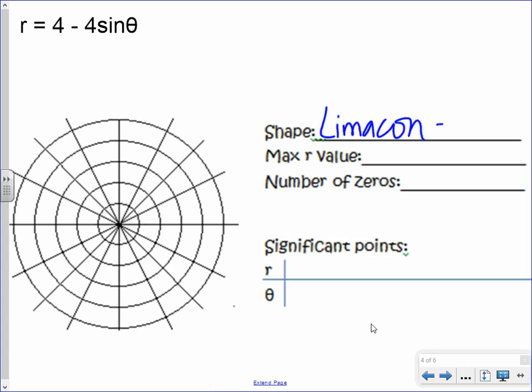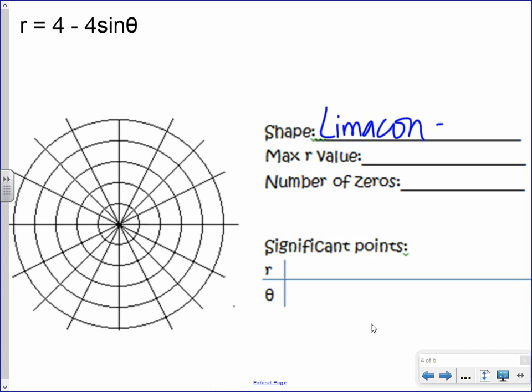So we know that this is a limacon because it is A plus or minus B, in this case sine theta. Okay, I have a question for you, so I want you to think about it before we get into the type. Since this is subtraction and we have sine, where is a majority of our limacon going to be? Think about it: up, right, left, or down. Where is the majority of it going to be?